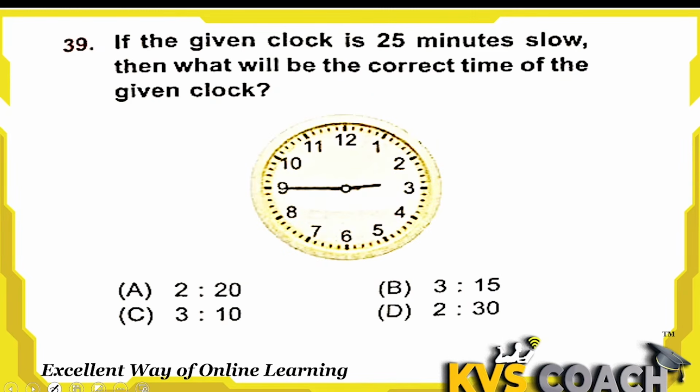Next is, if the given clock is 25 minutes slow, then what will be the correct time of the given clock? This clock is 25 minutes slow. So we will go back to the, sorry, it is slow, that's why we will forward the clock 25 minutes. So 5, 10, 15, 20 and 25. So this minute needle will be here. Okay, then the time will be 3:10. C is the right answer here. It is 25 minutes slow, that's why we will add 25 minutes in the clock. So 3:10 will be the right time.